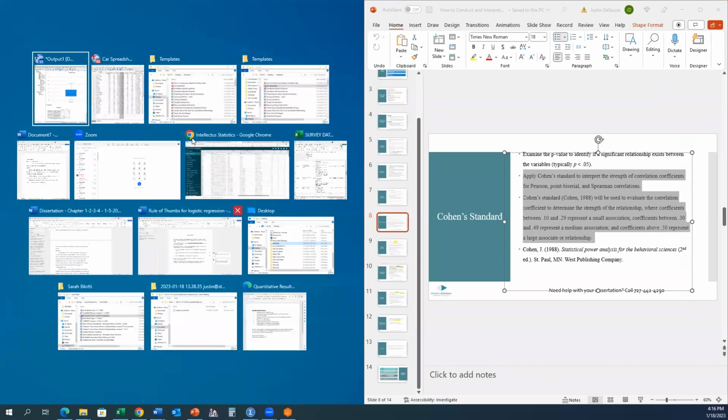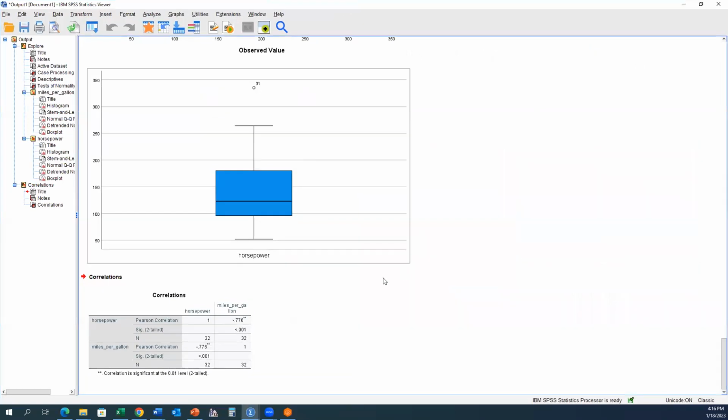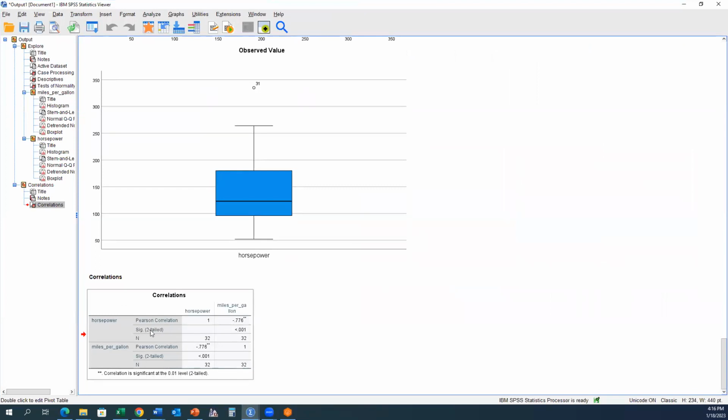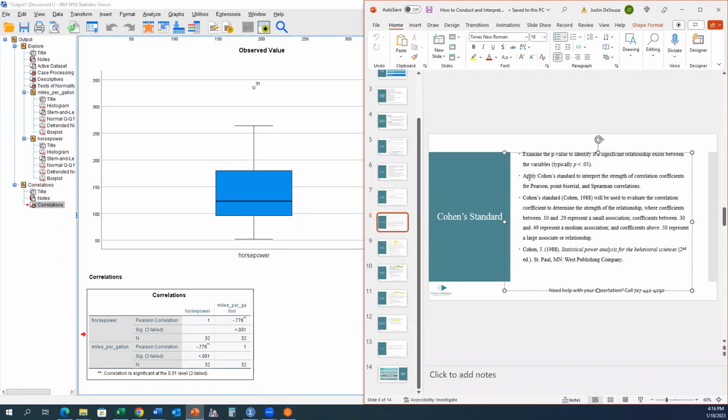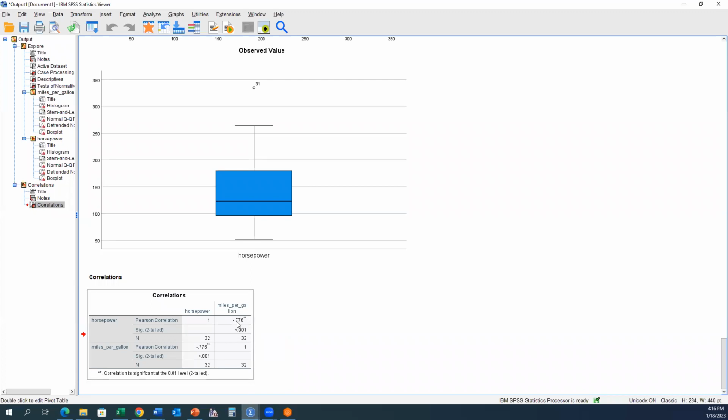First thing we'll look at is the p-value, which is right here. The significance, that is our p-value. It is below 0.001. Cutoff is 0.05 conventionally, meaning, yes, we do have a significant relationship between horsepower and mileage. Then we need to interpret the correlation coefficient, and this is where we use Cohen's standard. The correlation coefficient is this value right above the p-value, negative 0.776.